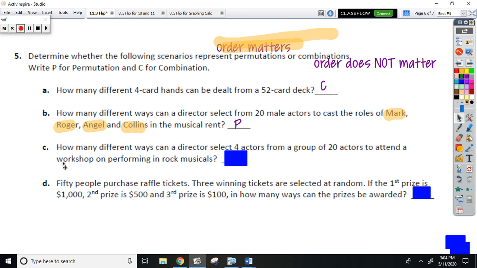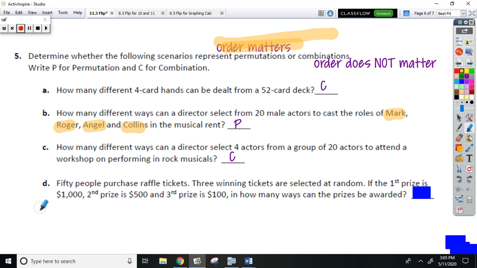Example C. How many different ways can a director select 4 actors from a group of 20 to attend a workshop? So the first person that the director picks goes to the workshop. Second person goes to the workshop. Third person goes to the workshop. They don't get anything different, whereas in the last one, they got different parts in the play. In this case, the order doesn't matter because they're getting the same thing. All 4 of them go to a workshop, so a combination.